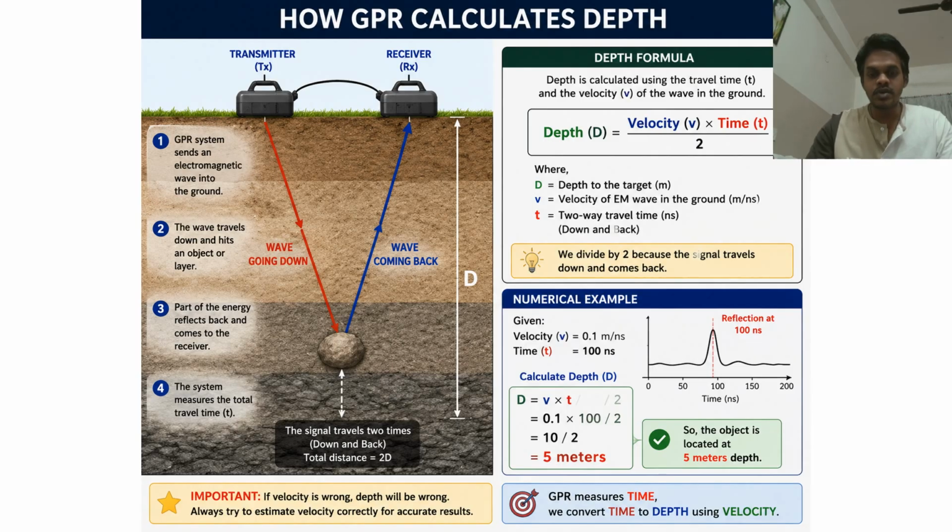So this is also an important concept. So that's it for this video. Now you know how to calculate the depth using time in a GPR.